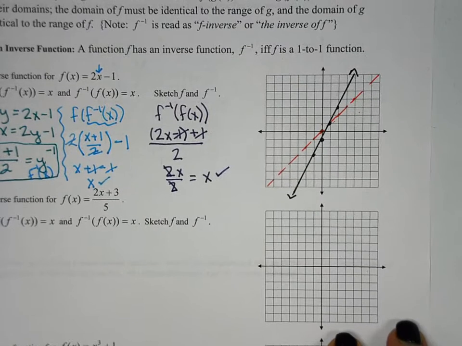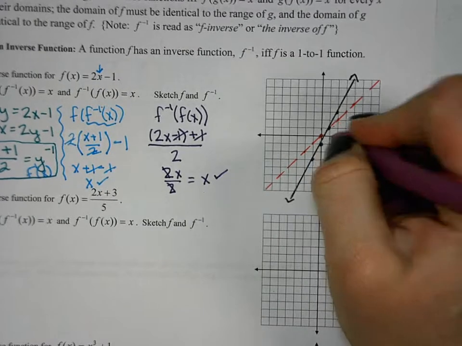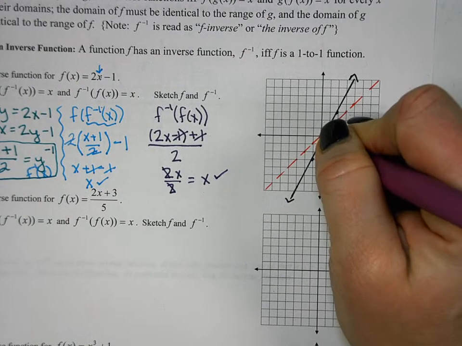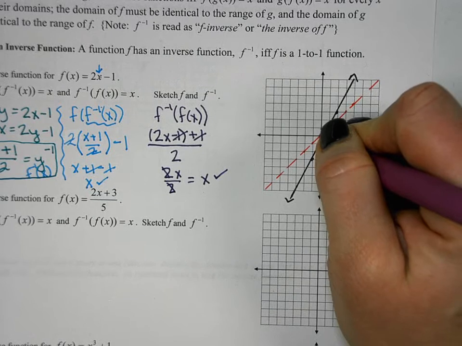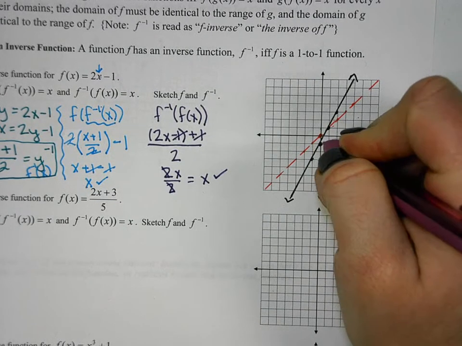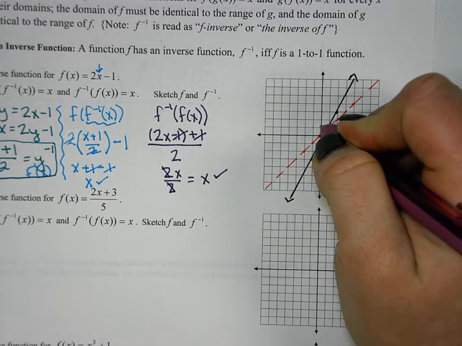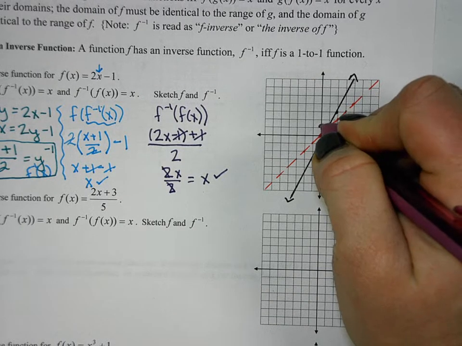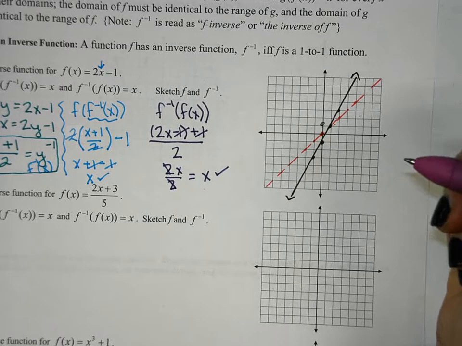So when we're reflecting, here we're at the point 0, -1. So its reflection would be at the point 0, 1. So find some points and reflect them over that line.